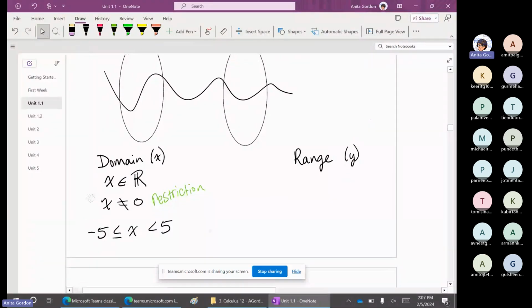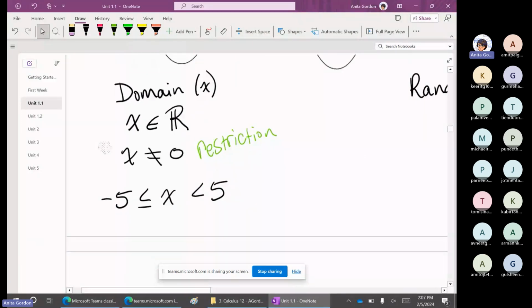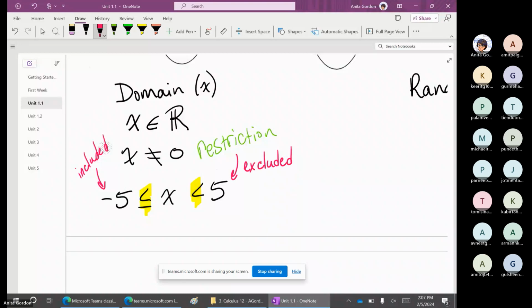Notice my arrows and the line under my arrows. What's the difference between this arrow and this arrow? Wait, no, it can't equal +5 and it can equal -5. Okay, so -5 is included. +5 is excluded.